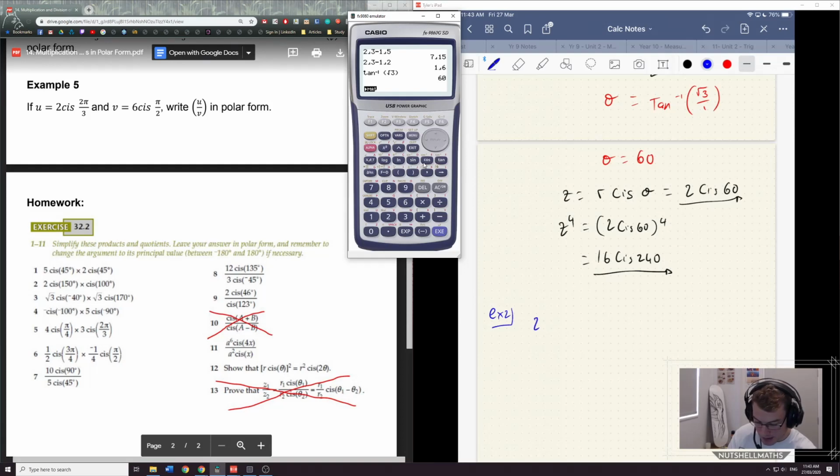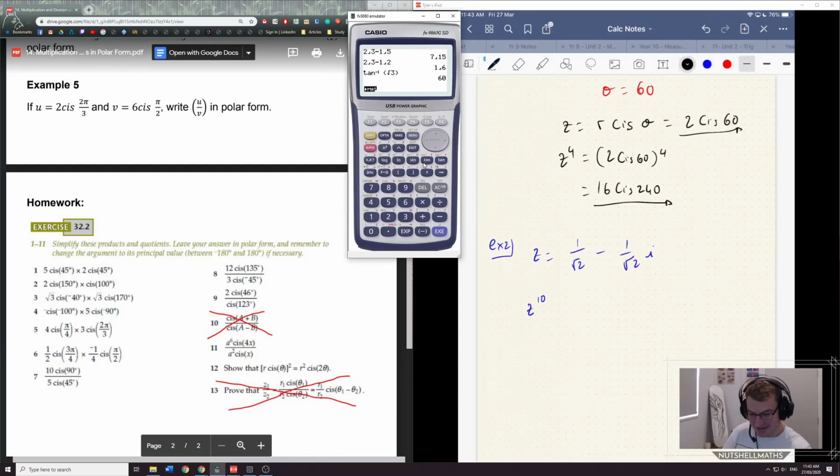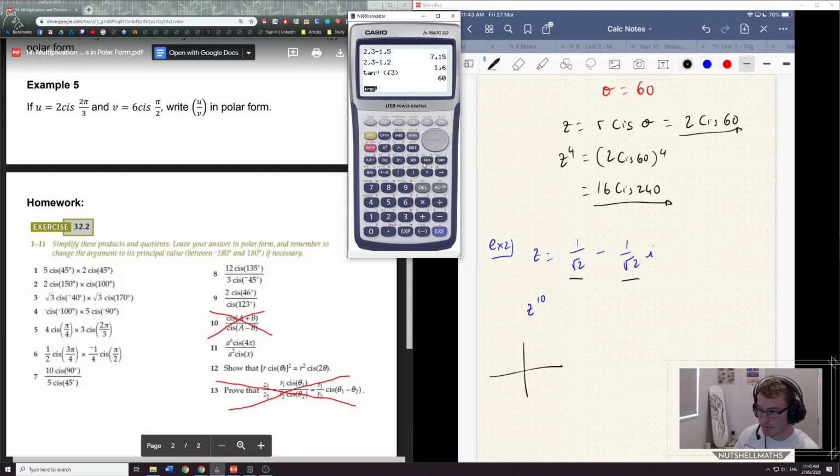Example 2. If z equals 1 over root 2 minus 1 over root 2 i, find z to the 10, please. Jimmy's already like halfway through the question. Do it now so they can do the exercise on De Moivre's theorem. What do we know about this situation, Jimmy? When we've got these two things are the same. We've got a 1 over root 2 on our real and a minus 1 over root 2 on our imaginary.